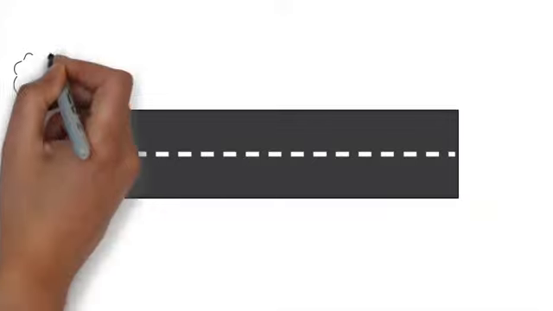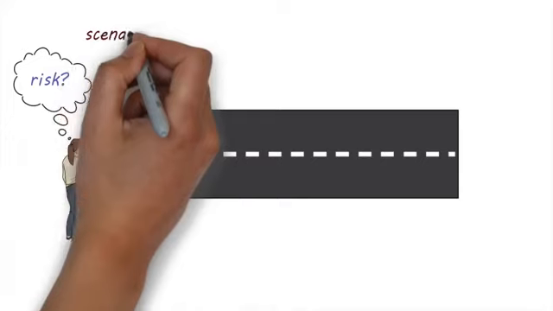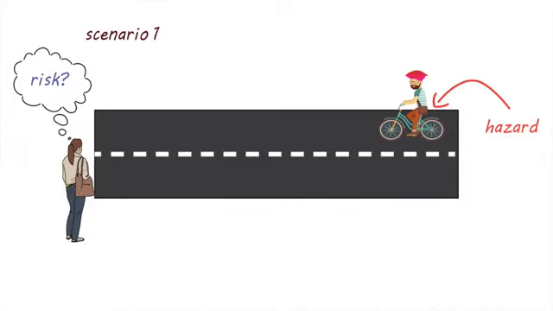Say you have to cross a road, and you're trying to figure out what the risk associated with this is. Let's take a look at some different scenarios. In the first scenario, our hazard is a bicycle. Let's assume there are only bicycles allowed on this road.